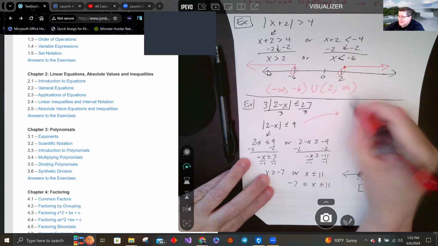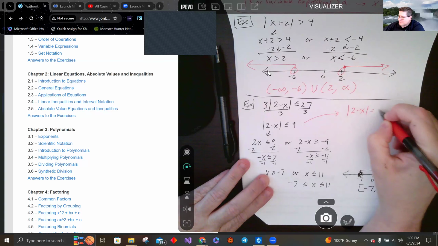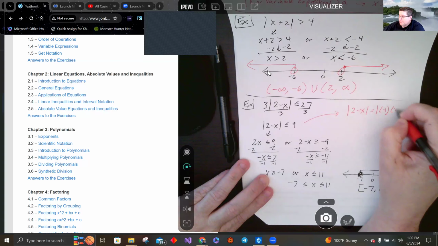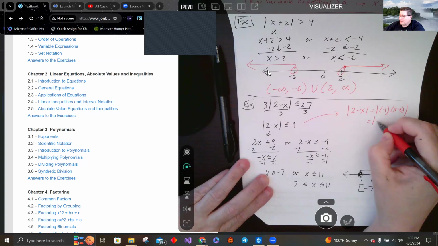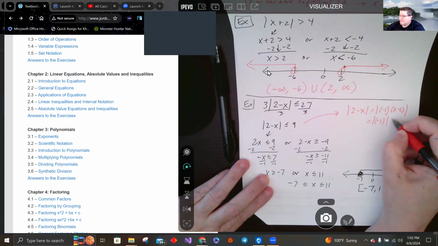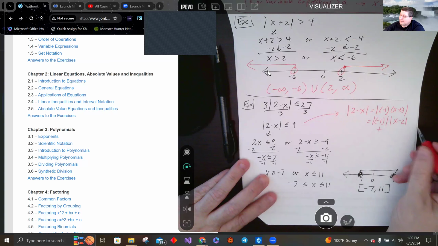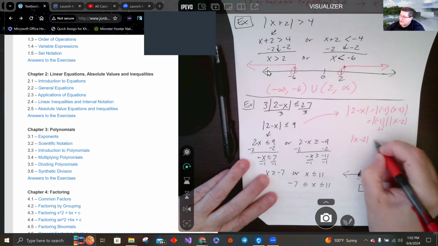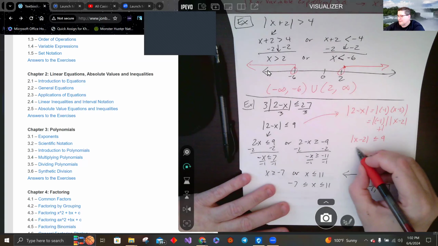Another way of doing this, the absolute value of 2 minus x is the same thing as the absolute value of negative 1 times x minus 2. And that equals the absolute value of negative 1 times the absolute value of x minus 2. But that's just positive 1. So I could have done x minus 2 is less than or equal to 9. And you'll see we would have gotten the same things.